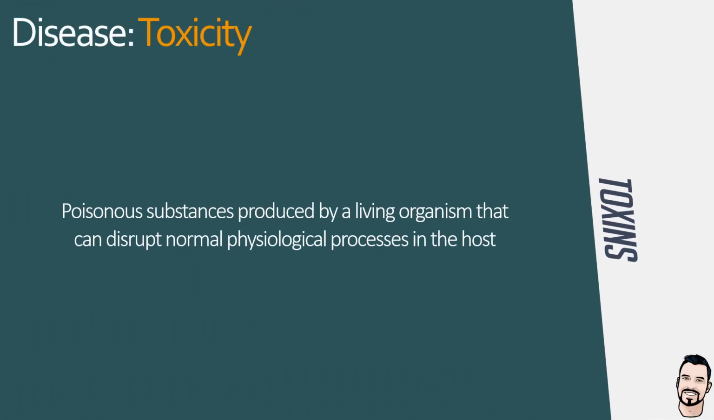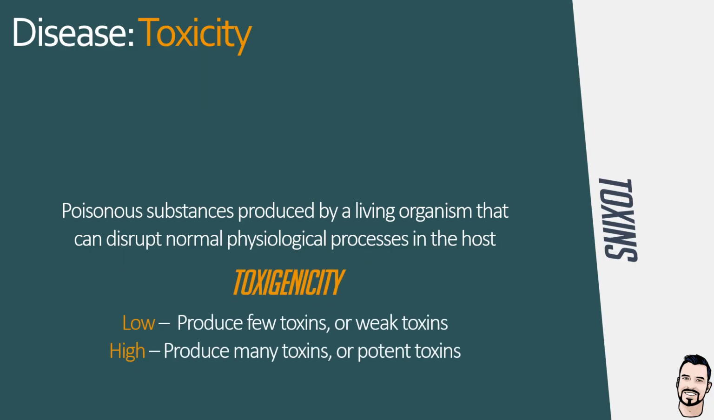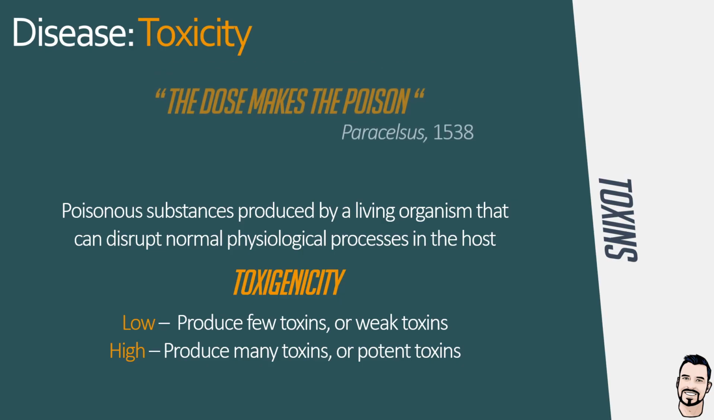Okay, so next we have toxins, which are poisonous substances produced by living organisms that disrupt normal physiological processes within the host. And so the ability of a pathogen to produce these toxins is known as toxigenicity, and it can vary wildly. Some organisms produce only a few toxins or toxins with relatively weak effects, whilst others produce many toxins or highly potent ones that cause severe damage even at low concentrations.